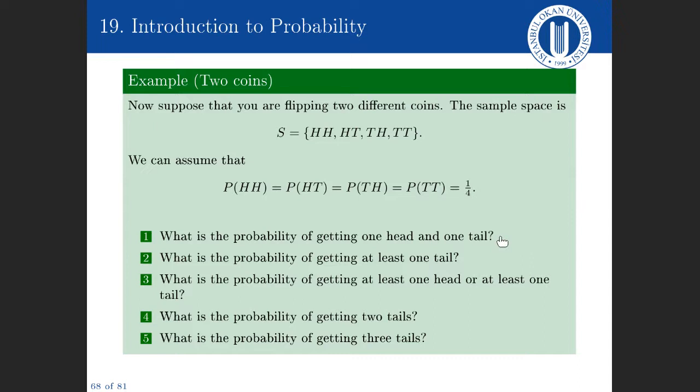What is the probability of getting 1 head and 1 tail? What is the probability of getting at least 1 tail? What is the probability of getting at least 1 head or at least 1 tail? What is the probability of getting 2 tails? What is the probability of getting 3 tails?